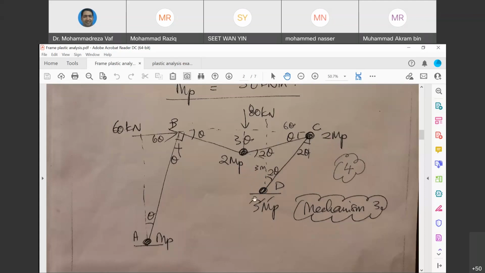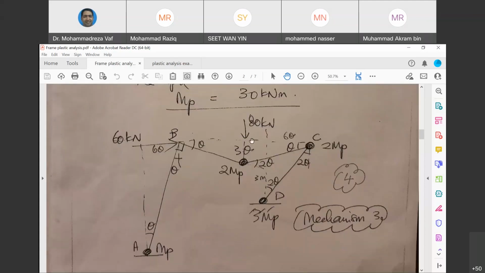So now we can again calculate internal work. Here we have two works done. One is by the 80 kilonewton load and one is by the 60 kilonewton load. Both of them are going to be considered positive because displacement occurs in the same direction as the loading. Here we put the load in this direction and the frame also moves in the same direction, so this is a positive work. Here also the force is toward down and the displacement is also toward down. Therefore, it's going to be a positive work.